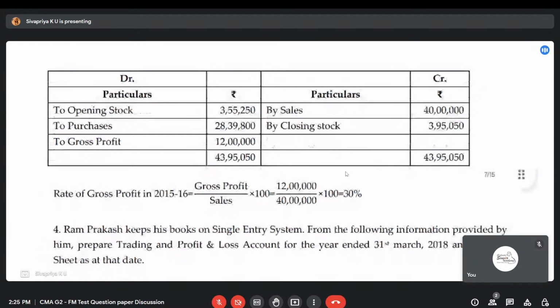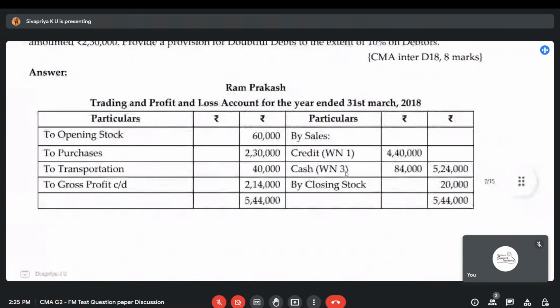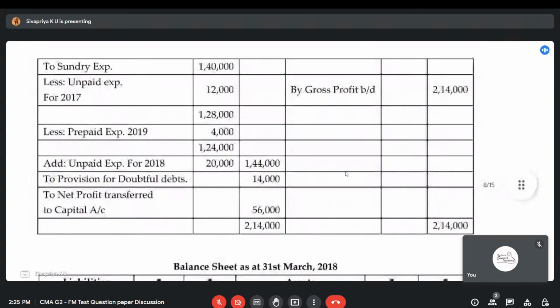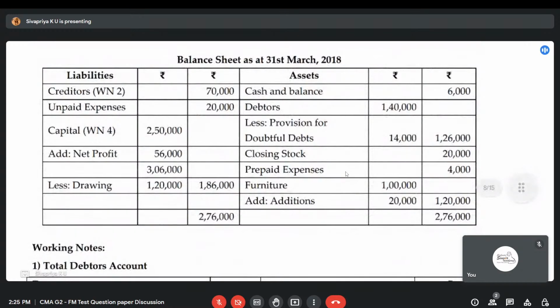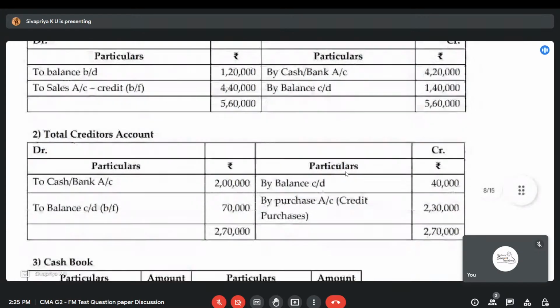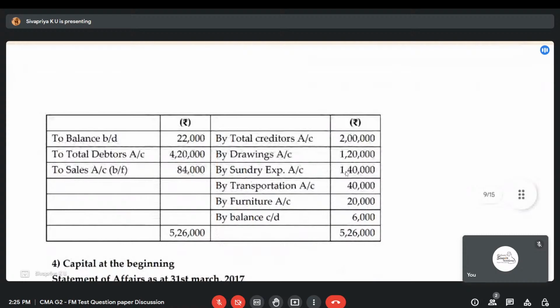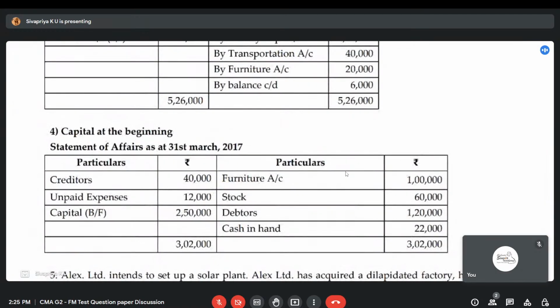Question number 4. Single entry system. So அதுல வந்து ராம் பிரகாஷோட trading and P&L account gross profit 2,14,000, net profit is 56,000, balance sheet total 2,76,000. So working notes பொறுத்த வரைக்கும் total debtors, total creditors. Then you have the cash book. Cash book balance is 6,000. Then capital at the beginning of the period. Statement of affairs 3,02,000. Balancing figure capital 2,50,000.